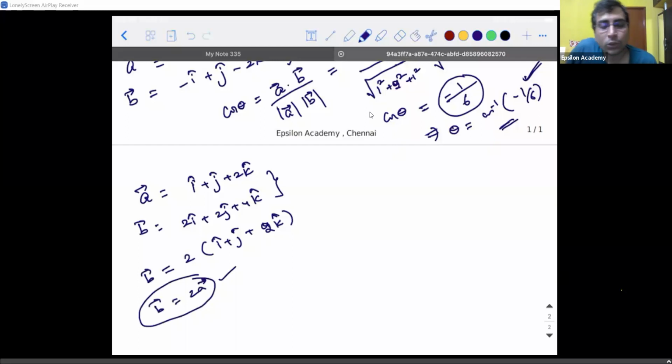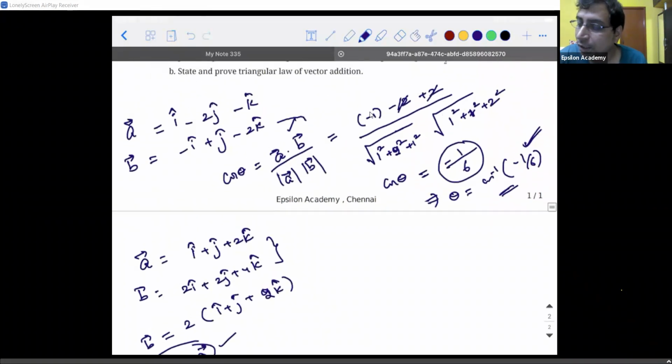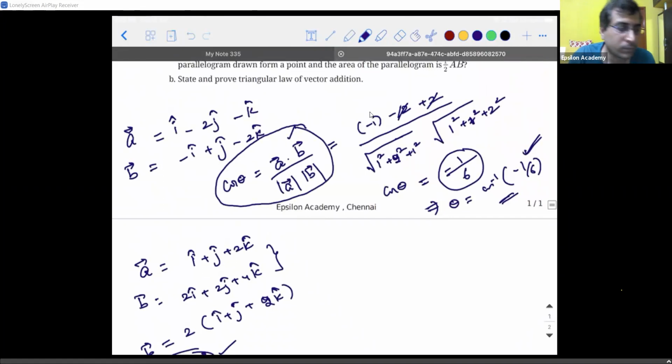One more thing I would suggest, for your satisfaction, is that you can apply the dot product and see. You asked me to do that, no? You can try it out here. You will get cos theta is equal to 1, so theta will come out as 0 degrees. That part I'm leaving with you. I hope you can try it.